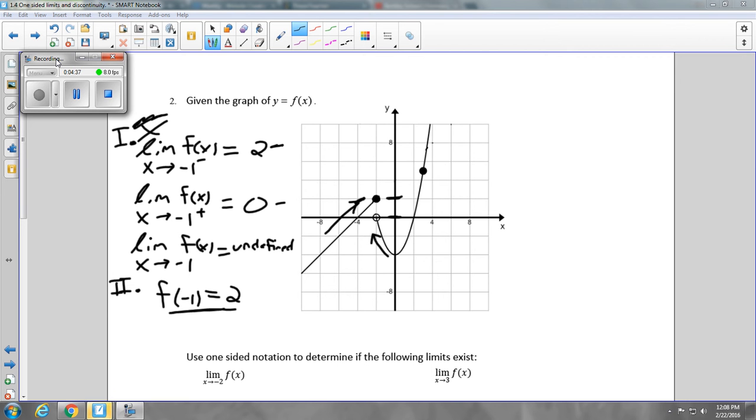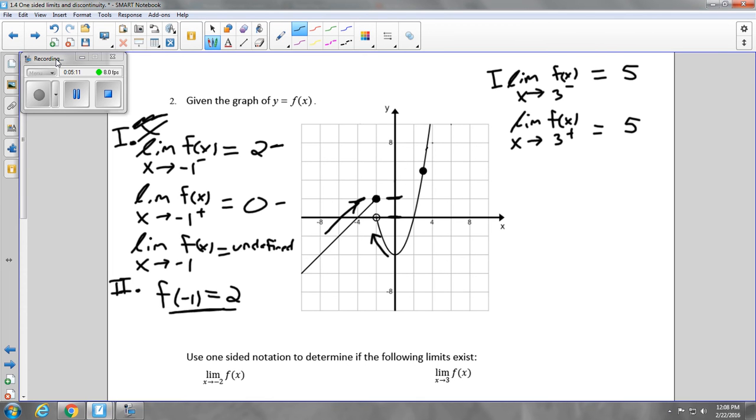We say the limit of f of x as x approaches 3 from the left is equal to 5. The limit of f of x as x approaches 3 from the right is 5. So the limit of this thing is 5. It's from the left, from the right, we're good. This point also exists. So that's like 1, that's 2. The point also exists. F of 3 is equal to 5.